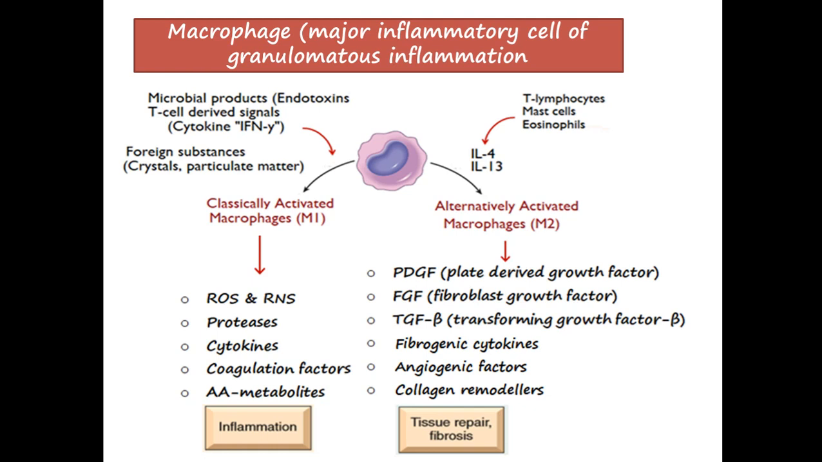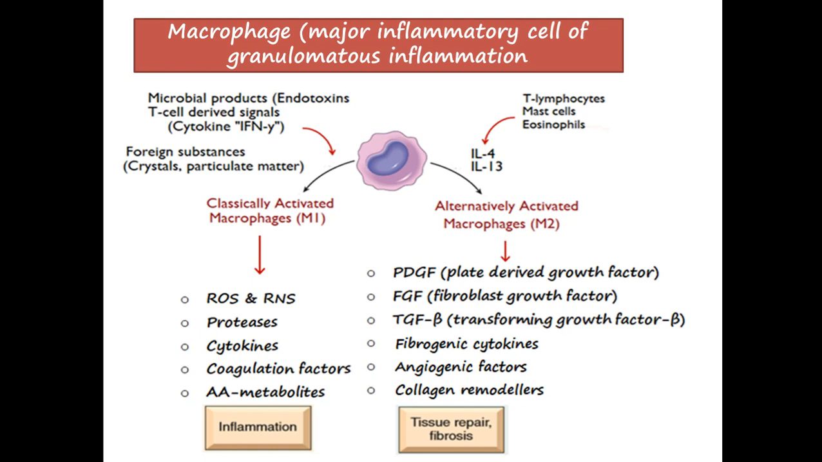But the same macrophage can be activated through the alternative pathway, in which the cytokines interleukin 4 and interleukin 13 are released from the activated T lymphocytes, the mast cells, which are located in the perivascular tissue around the blood vessels and are the major source of histamine, and the eosinophils, which are the major cells that play a role in allergic reactions or hypersensitivity reactions, and also in parasitic infections. So the cytokines interleukin 4 and interleukin 13 are released by T lymphocytes, mast cells, and eosinophils, and they will activate the macrophage through the alternative pathway.